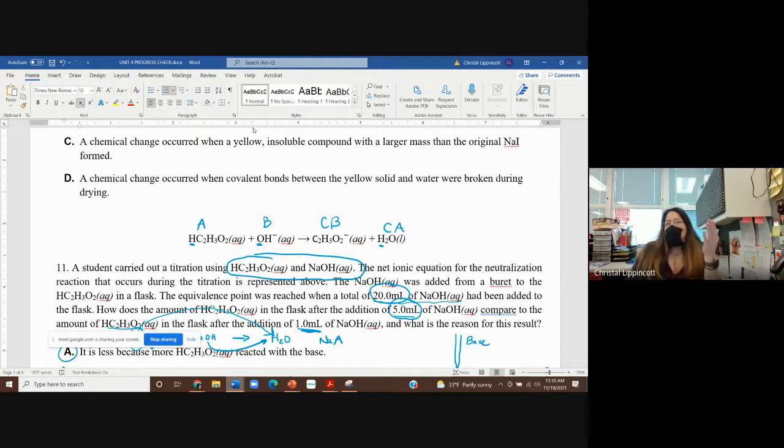There are other definitions of acids and bases. I believe the other main one is Lewis acids and bases. And if you get into college, you probably will study some of those when you get into more of your advanced coursework.